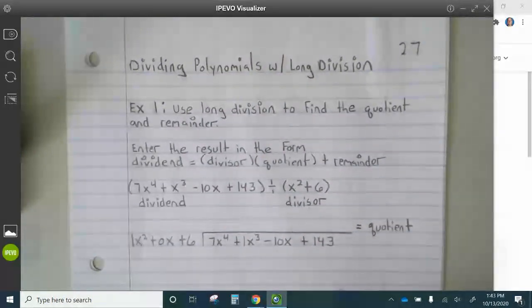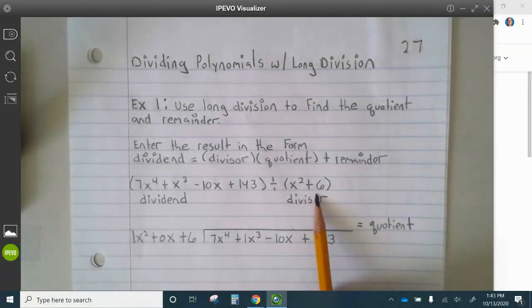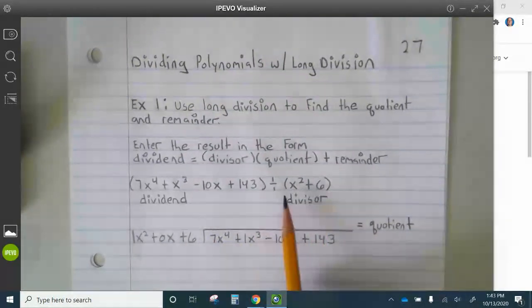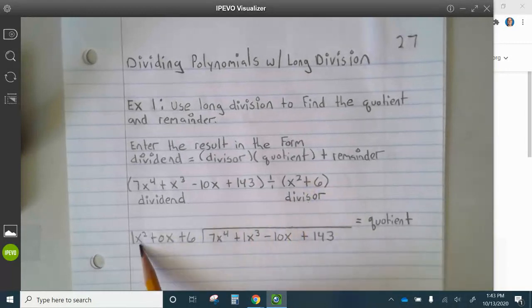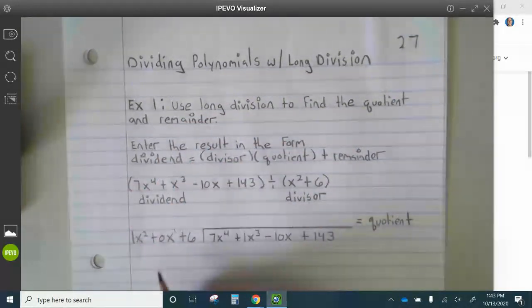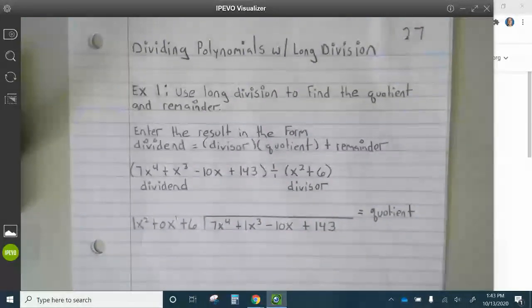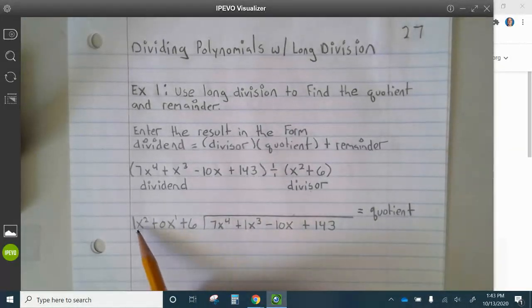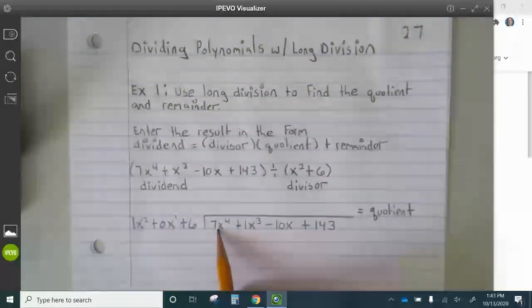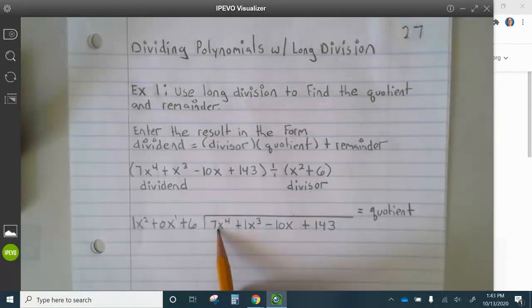Now first off it says x squared plus 6, but when you divide as a divisor, you have to include all the powers. So here x squared, and then we have to include 0x to the first power, and then the constant. All right, so now we ask ourselves, what do you multiply 1x squared by to give you 7x to the fourth? And the answer to that is 7x squared.